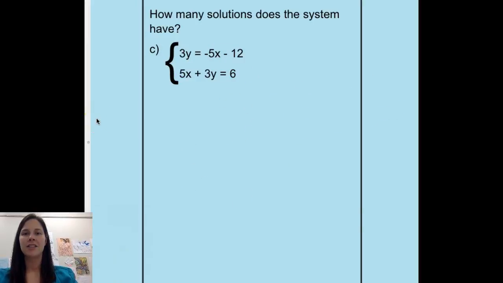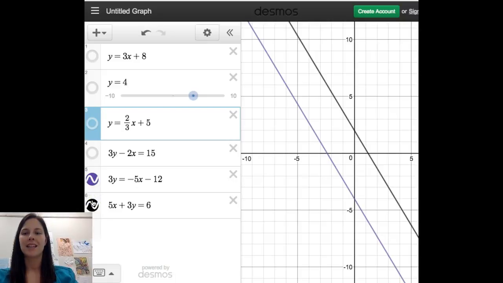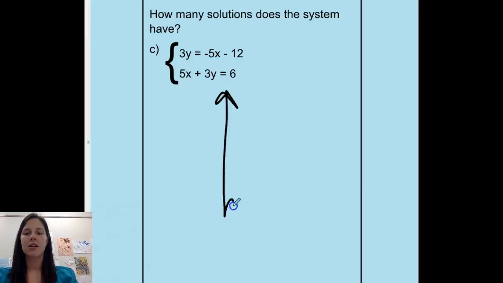And my third system, graphing those lines, there was my first line and my second line. Notice that these two lines are parallel. They do not intersect. Any point that is a solution on one of them is not a solution on the other one. Sketching our no solution system.